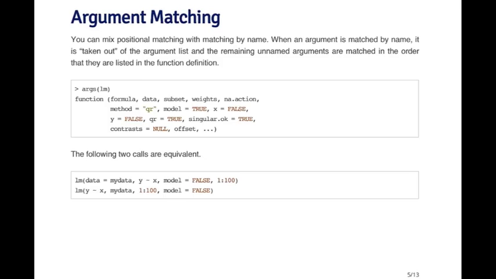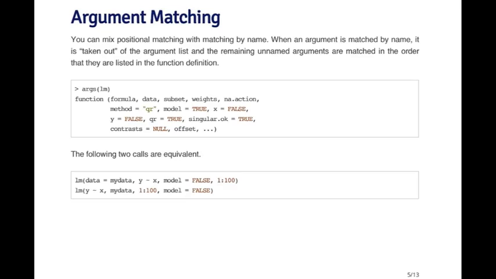So, positional matching and matching by name can be mixed, and this is quite useful often for functions that have very long argument lists. For example, the LM function here, which fits linear models to data, has this argument list. The first is the formula, the second is the data, and then the subset, the weights, etc. And you can see that the first 5 arguments here don't have any default values, so the user has to specify them. But then the method, the model, the X argument, those all have default values. So if you don't specify them, they will use those values by default.